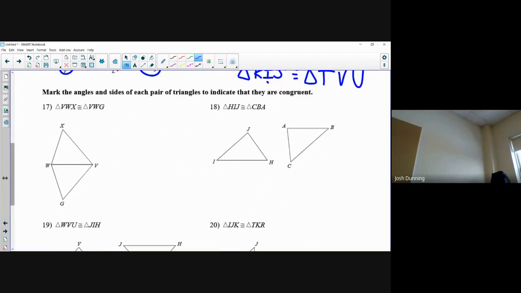Now on 17, this is the other way around. This is kind of the point of this. There are no markings on those triangles. There's no angle measurements, there's no inches, there's nothing. You gotta mark them. You gotta mark the ones that match, that are congruent, that measure the same. And you do that by the letters.